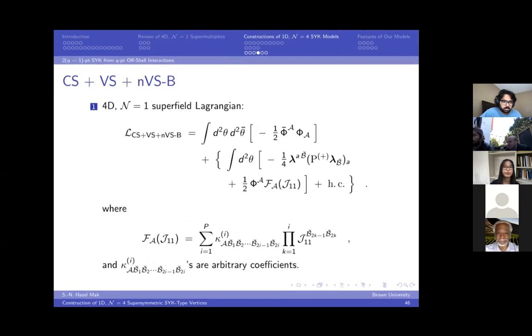So the first model we construct is from vector supermultiplets. We have a kinetic term from chiral and a kinetic term from vector supermultiplets. And then we have Q-point interactions from one field from chiral supermultiplets and a polynomial of these quadratic chiral currents in fermions from vector supermultiplets. And all of these couplings now are arbitrary coefficients.